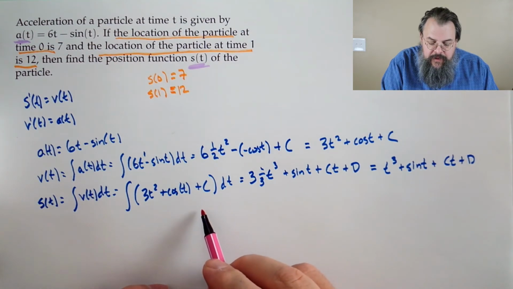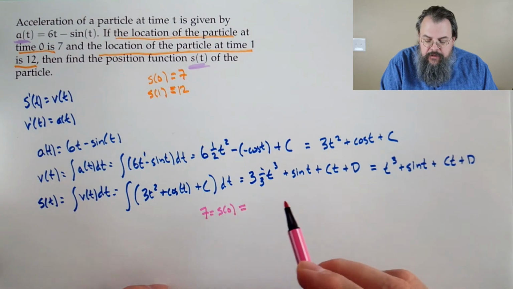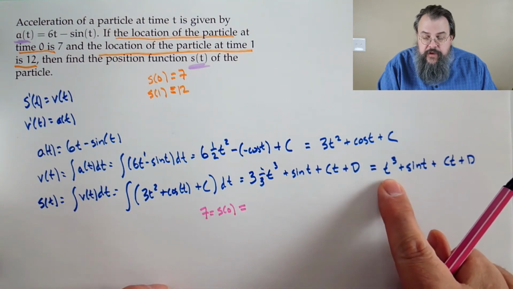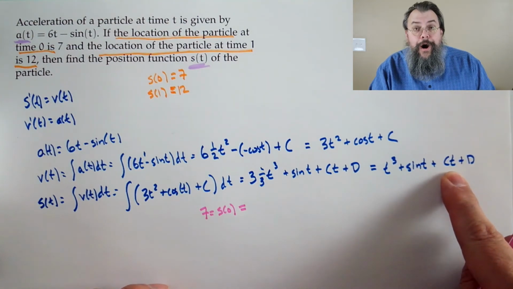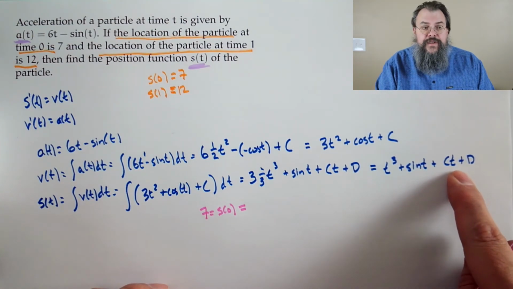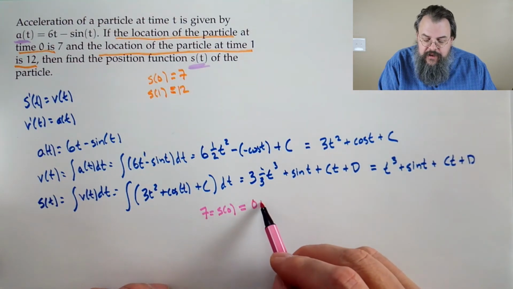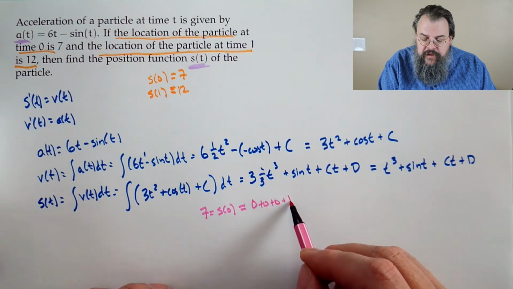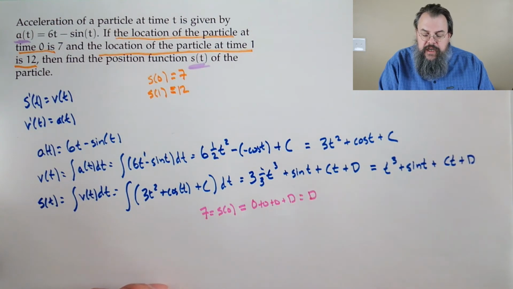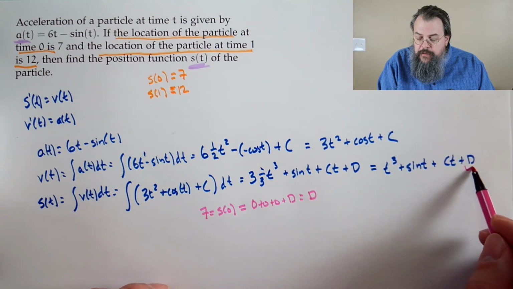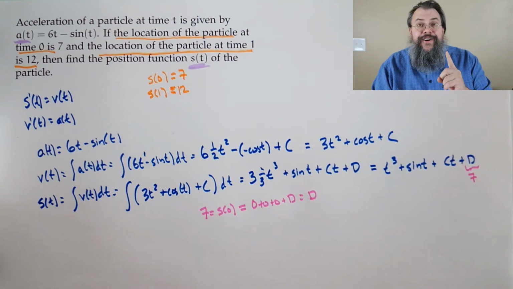In our case, we say, look, 7 is S of 0. Well, plug in 0. 0 cubed, sine of 0, C times 0. All of those are 0. Even though we don't know what C is, it doesn't matter, because if you multiply a constant by 0, you get 0. So you get 0 plus 0 plus 0 plus D. And now we're like, wow, that's great. That's simply D. So we know one of our constants. One to go. All right.